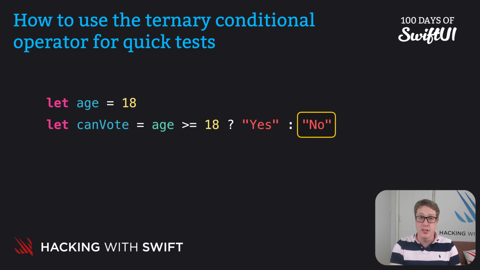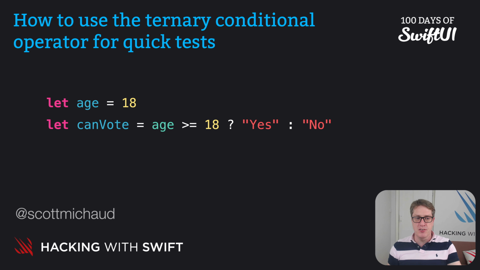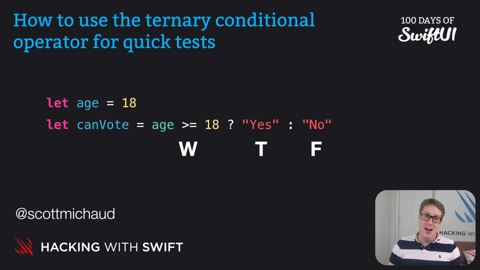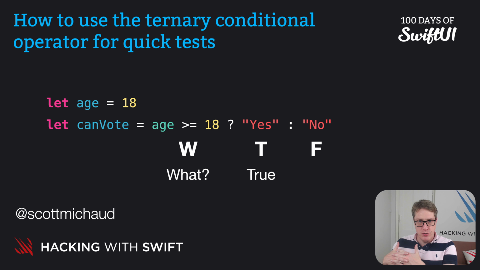If it helps to remember the order, Scott Michaud has a brilliant mnemonic here, and you can find him on Twitter at Scott Michaud. His mnemonic is WTF, which stands for: what are we checking, what to do if it's true, and what to do if it's false. In this case, our condition, the what are we checking, is age greater than or equal to 18? The T, the true, what to send back if our condition is true: make canVote yes. And the F, what to do if age is not greater than or equal to 18: send back no, the false statement here.